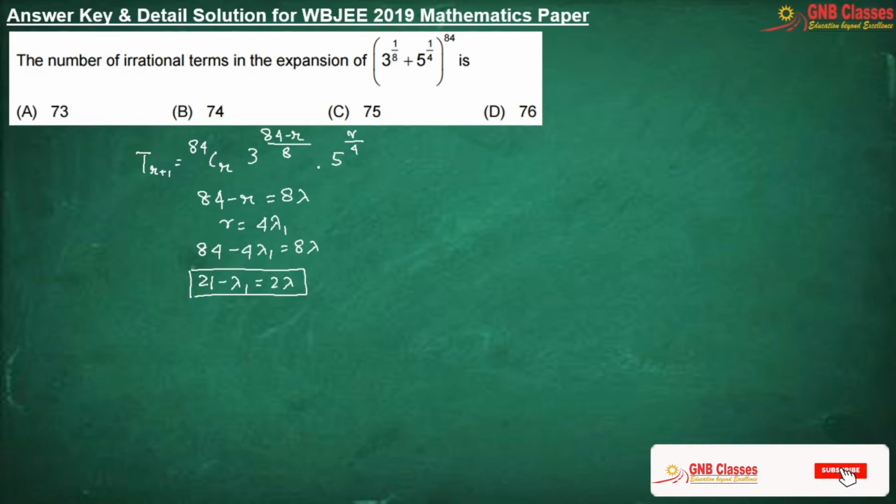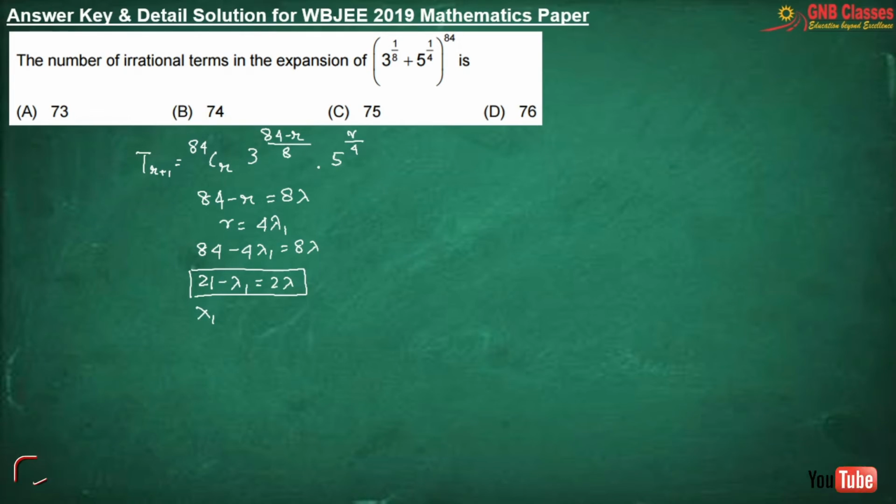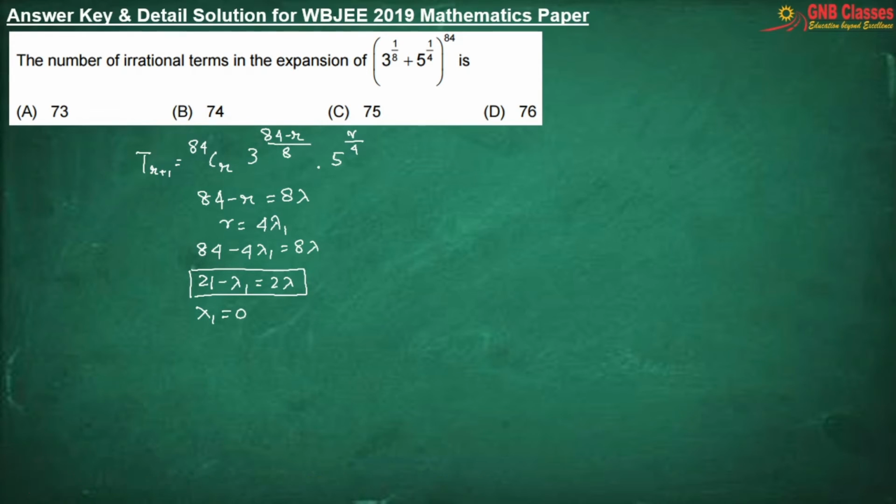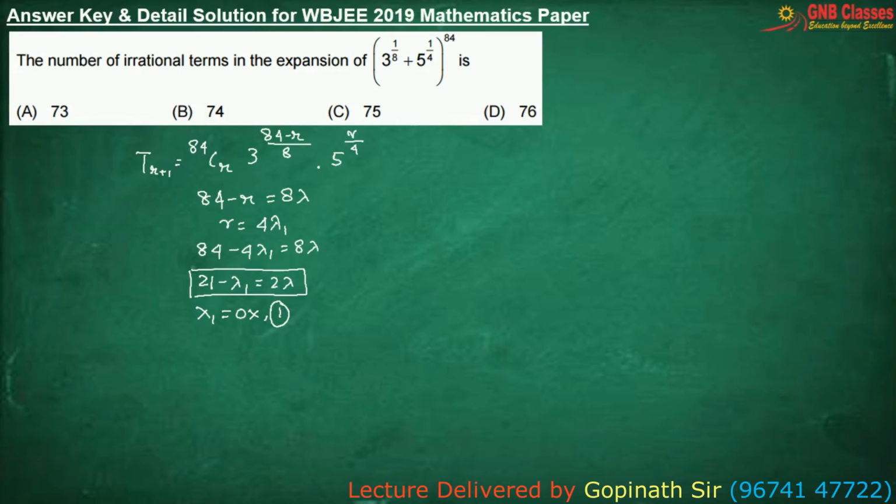here lambda and lambda 1 all belong to whole numbers. If I choose lambda 1 as 0, then the result is not a multiple of 2. So we are rejecting this value. If I take lambda 1 as 1, we are getting 2 lambda as 20. So lambda is 10, which is an integer. So we will consider the value of lambda 1 as 1.